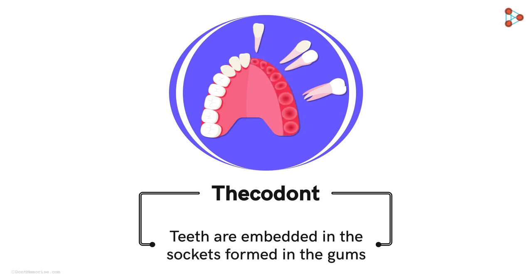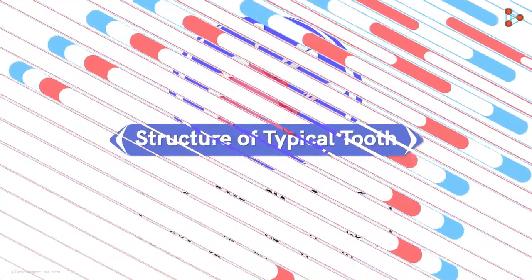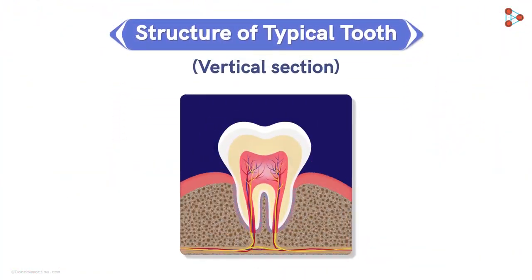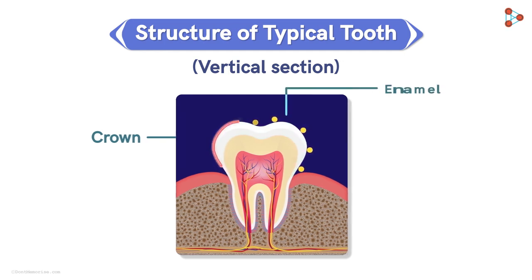Now, after having a glance at the gums, let's look at the actual tooth. This is what a typical tooth in a vertical section looks like. Let's begin from the top. Here, this part, seen above the gums, is called the crown. So the part which we can see is the crown of our tooth. Since the crown is the part exposed to all types of food particles and which encounters microbes as well, it needs to be well protected. Hence, it's coated with an extremely hard covering named enamel.